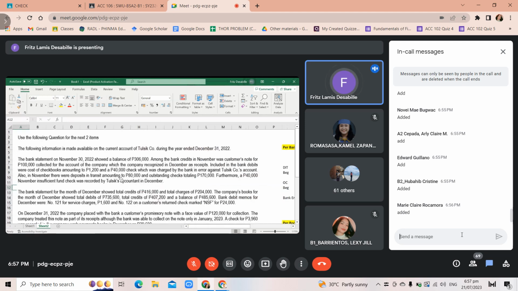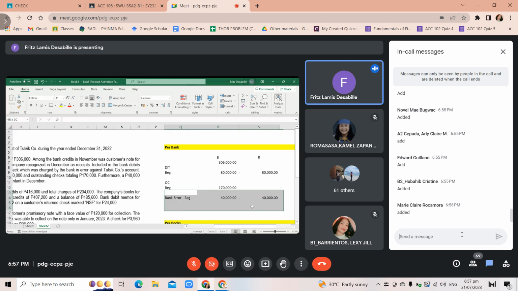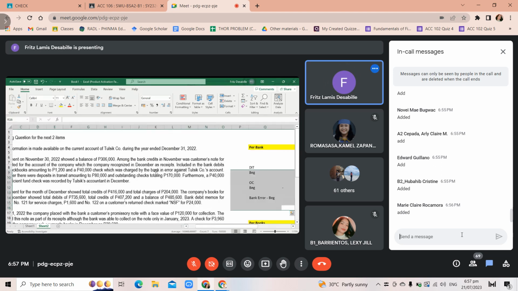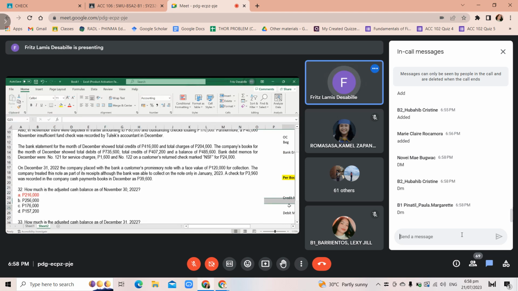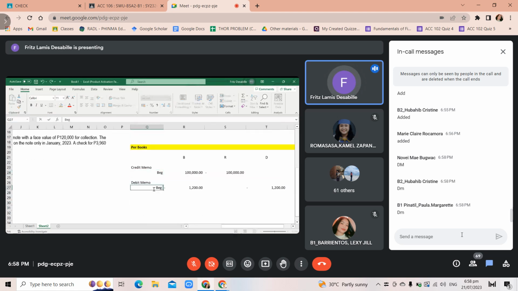No, but of course there should be an analysis and involved. Next is a 40,000 NSF. So what is this one? Is it a debit memo? Is it a credit memo? Is it an outstanding check? It is a debit memo. So additional debit memo is, this one is bank charge.